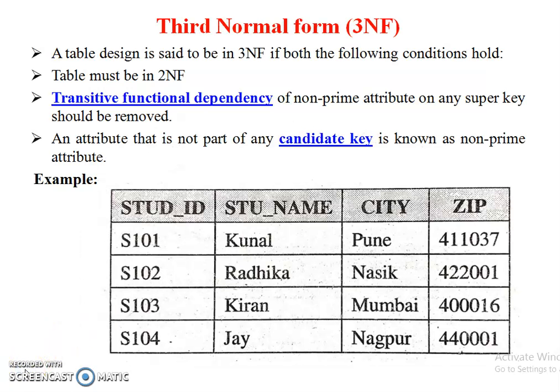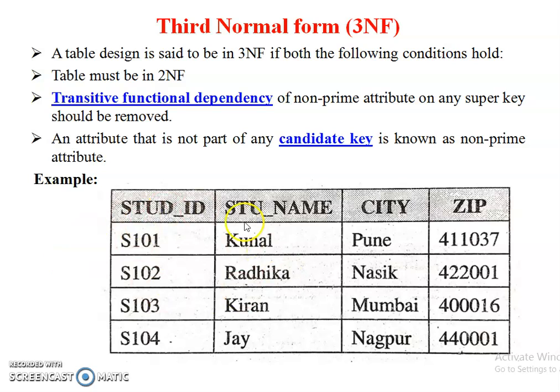Next we discuss third normal form. A database design is said to be in third normal form if both of the following two conditions are satisfied. Initially, the design must be in second normal form, and second, the non-prime attribute should not be transitively dependent on prime key attributes. So for example, for any non-trivial functional dependency X determines A, either X is a super key or A is a prime key attribute. An attribute that is not a part of any candidate key is known as a non-prime attribute.